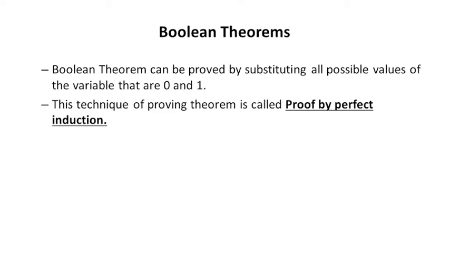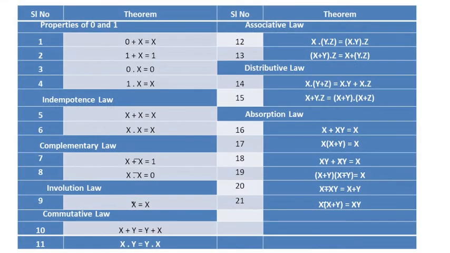A Boolean theorem can be proved by substituting all possible values of the variable, that are 0 and 1. This technique of proving a theorem is called proof by perfect induction. So these are some of the Boolean postulates. First one is properties of 0 and 1.